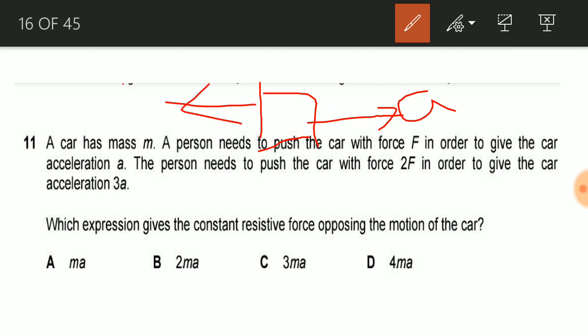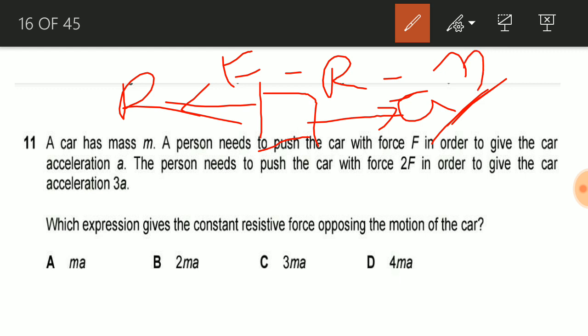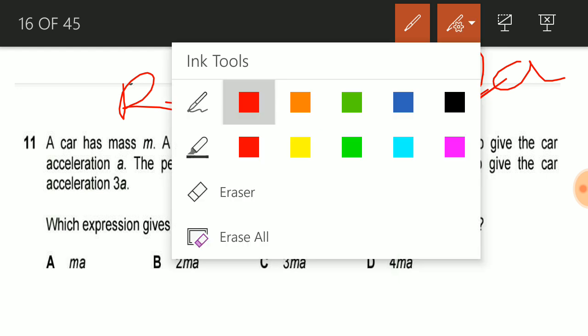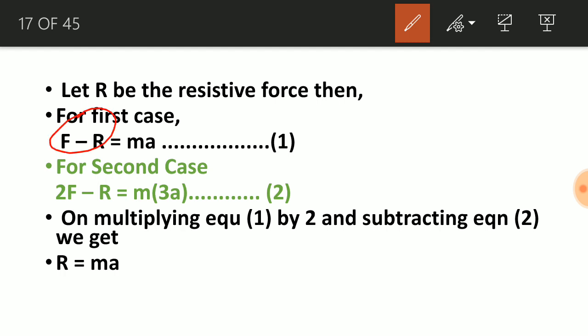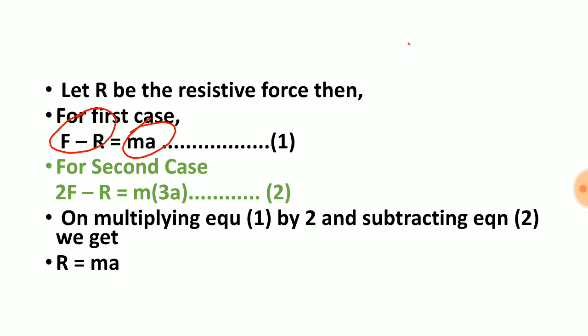Resistive force always acts backward, and if the given force is able to overcome the resistive force, then the body gets acceleration. Because of that, the given force F minus R must be equal to ma, because this F should be able to overcome the resistive force, and it gives the resultant acceleration. Now let us see this. For the first case, F minus R is giving ma, but in the second case, we are increasing our force. Increasing our force means the force will be twice F, and a force of twice F is giving thrice A acceleration. This is clearly stated in our question.